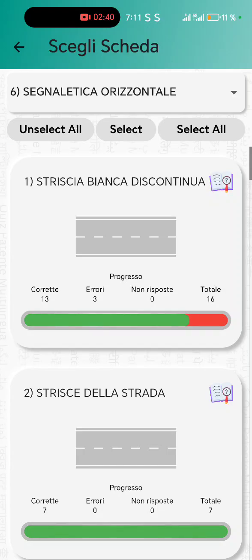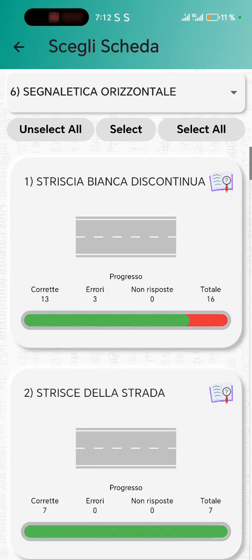So whenever you see this linea discontinua on the road, you know that you can do overtaking on this kind of road. You can do a U-turn, inversione di marcia, if it's allowed. So you can do it on this road. You won't have a problem.